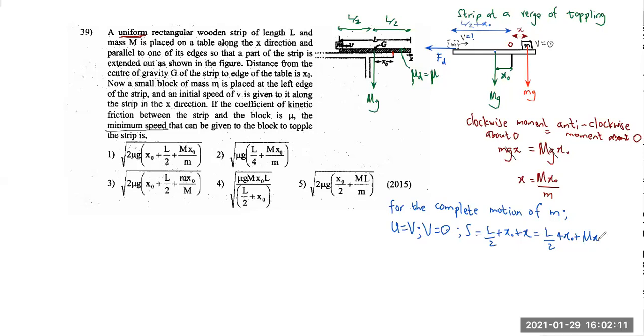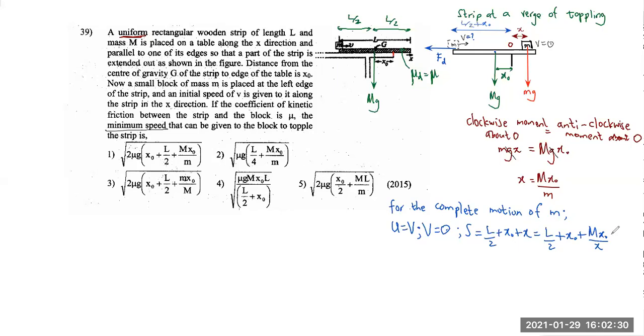Now, I'm not going to make any change to that. You know why? That whole thing is there in the answer, people. Look at the first and third answers. The whole thing is there in the answer, right? L by 2 plus x naught plus capital M x naught over simple m. Actually, not in the third one. It's in the first one. So the first one is going to be the answer.